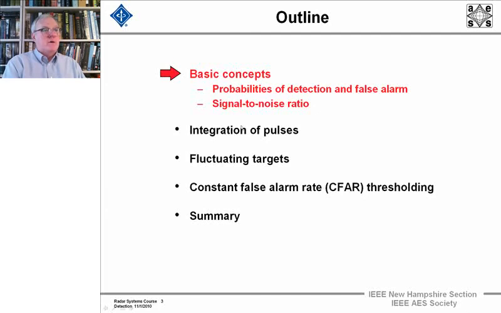Then we're going to talk about how we add up pulses, the detections from different pulses. Then we're going to talk about what happens when the target is fluctuating. For these initial calculations, we'll look at the target as a constant, non-fluctuating object, like a sphere. And then we're going to look at how we set our thresholding adaptively so that we can have a constant false alarm rate through varying levels of noise. Then we'll summarize.